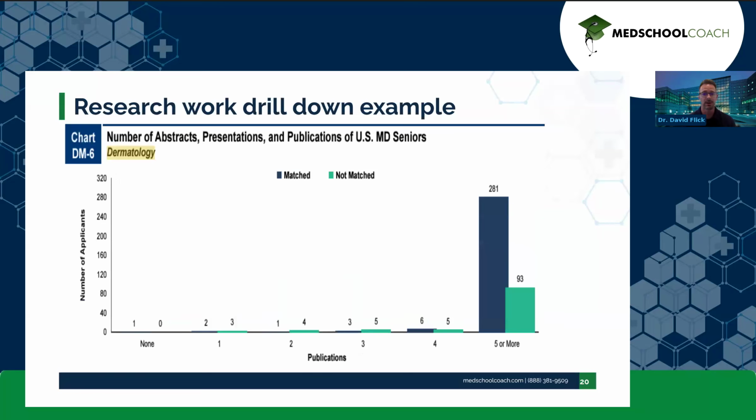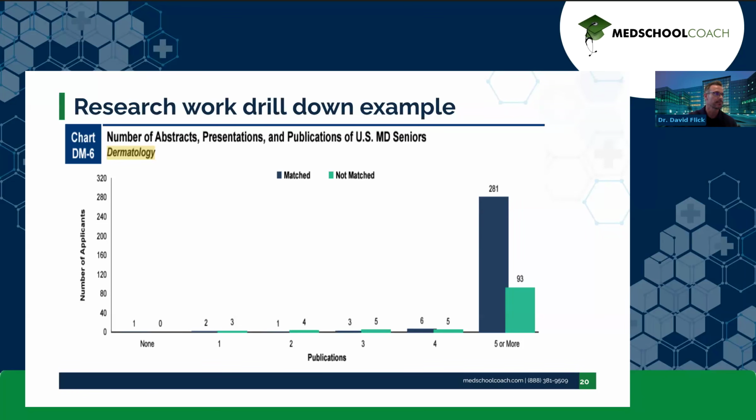Let's compare that to derm. Different, right? Much, much different. If you've got none, your chances of getting in are extraordinarily low. You need a ton of research to get into dermatology, 5 or more in terms of abstracts, presentations, and publications. So again, we're talking about how different these are in terms of competitiveness and what it actually takes to get into these, okay?